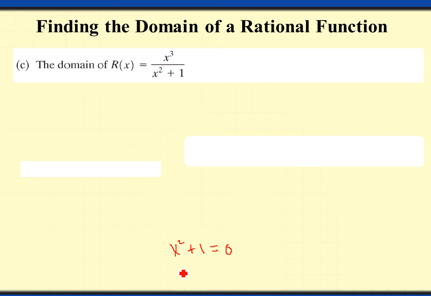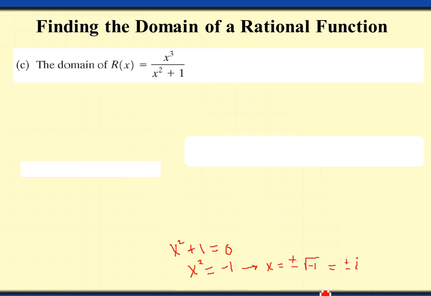Well, we could solve this by using the quadratic formula. We could also solve it by extracting square roots, that is, separating the x squared from the constant. So we'd subtract 1 on both sides. But when we do that, we recognize x would be plus or minus the square root of -1. And of course, we remember that the square root of -1 is not a real number. In fact, the square root of -1 is the complex number i.